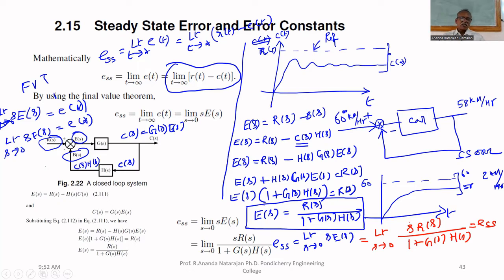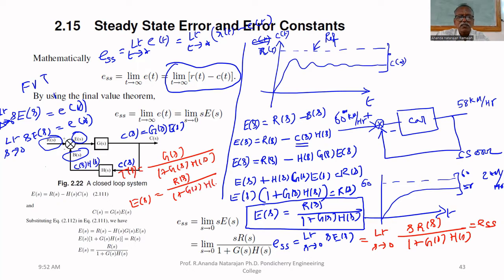The expression for steady state error is limit s tends to 0, s R of s upon 1 plus G of s, H of s. What is the closed loop transfer function? G of s upon 1 plus G of s, H of s. That is the closed loop transfer function T of s. What is E of s? Replace G of s by R of s: R of s upon 1 plus G of s, H of s. So this you have to remember. E of s.